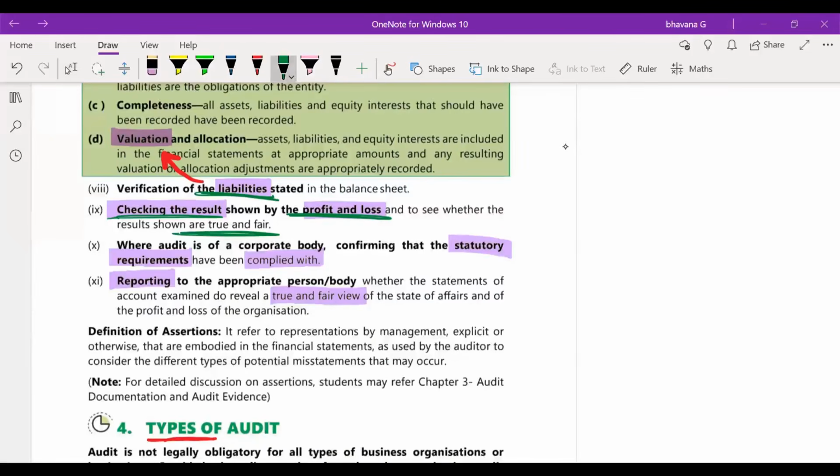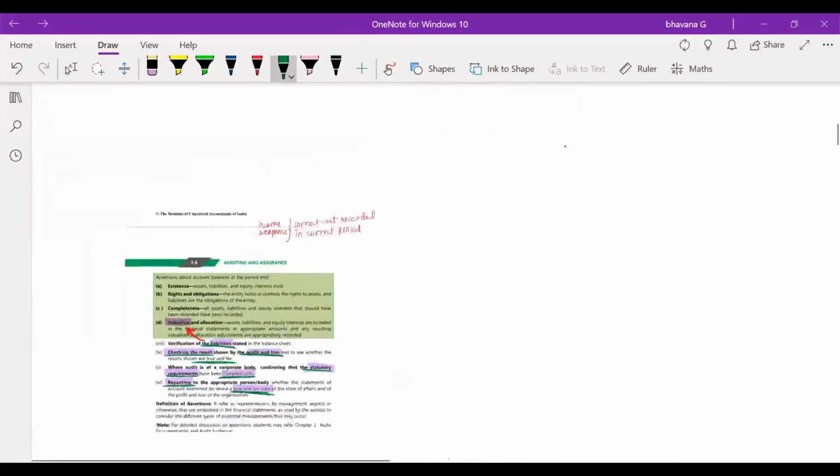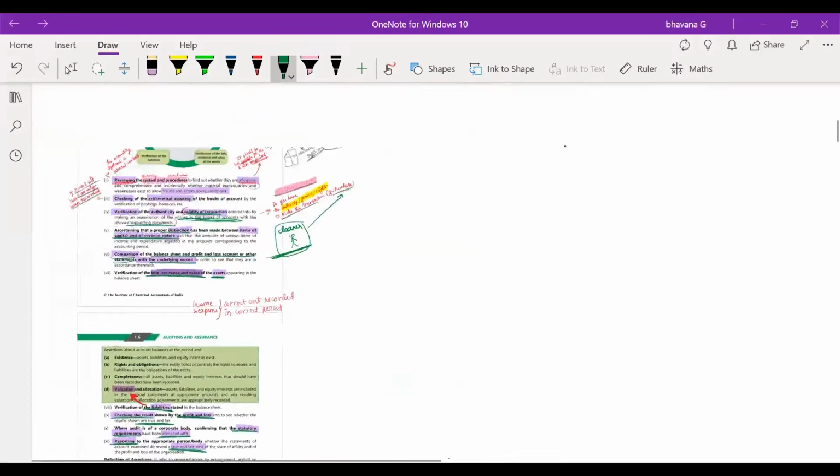Lastly, he also has to see whether all the statutory requirements, that means whatever has to be complied with in accordance with law, have been complied with by the company. And finally, he has to see whether the reporting is true and fair or not. Whether all the things in the company are true and fair or not, he has to check. We'll just give a fast glance over this.